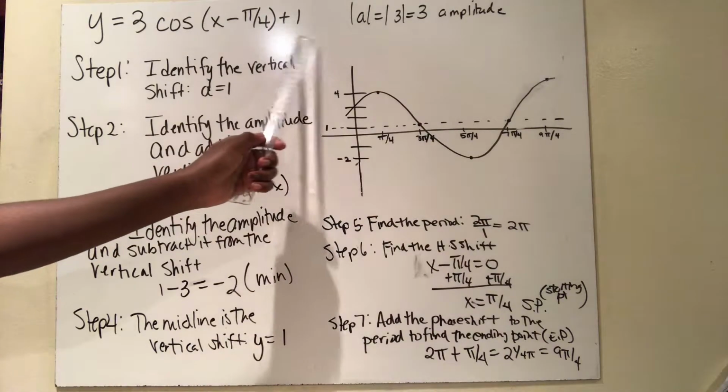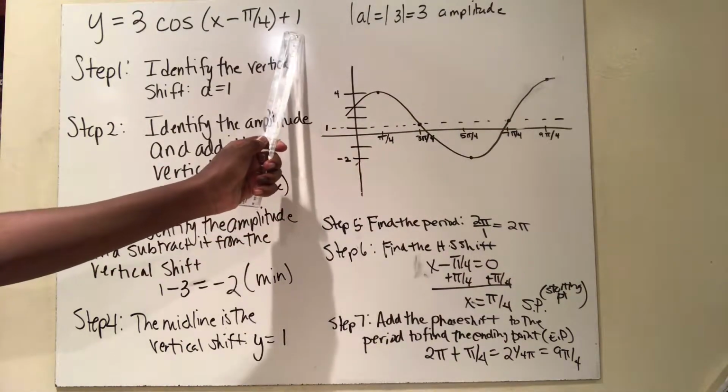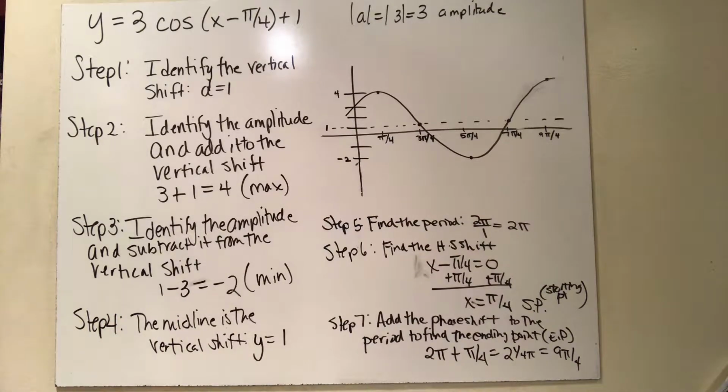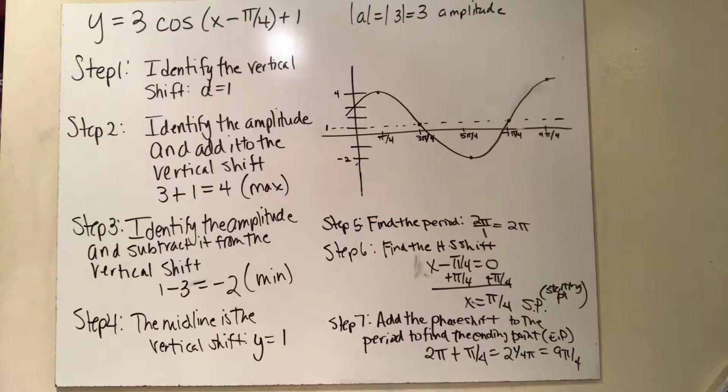Step 2, we're going to identify the amplitude and add it to the vertical shift. So the amplitude is 3, and if we add it to the vertical shift of 1, we're going to get 4. And this is going to be our maximum y value on the graph. Step 3, we're going to identify the amplitude and subtract it from the vertical shift. So again, the vertical shift is 1, the amplitude is 3. So 1 minus 3 is negative 2, which is going to be our minimum point on the graph.